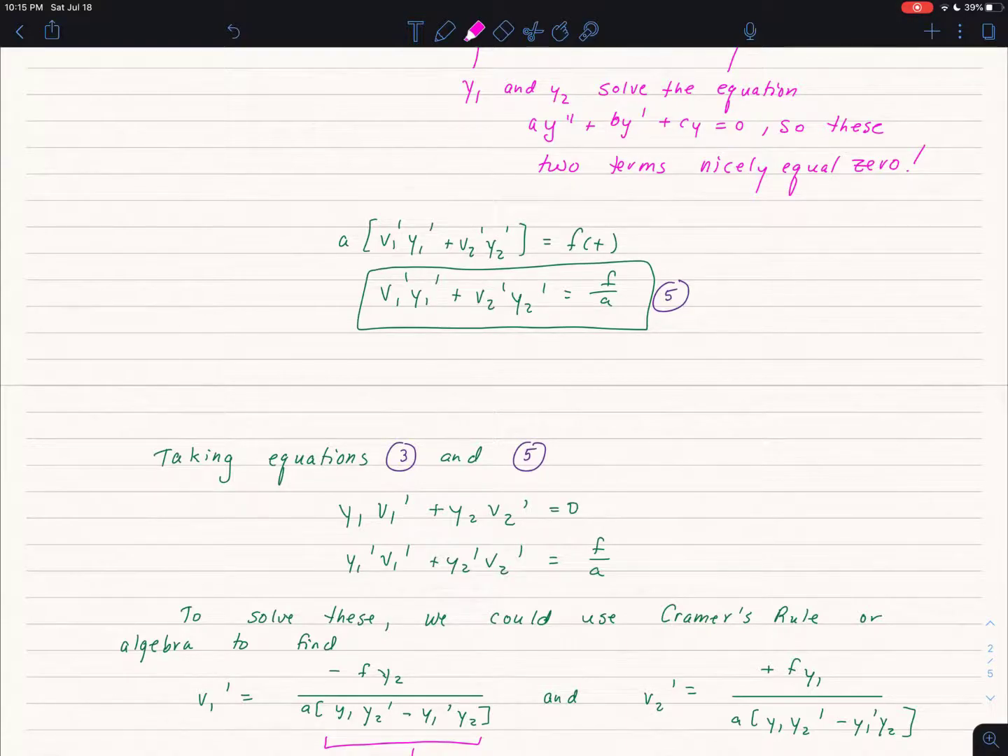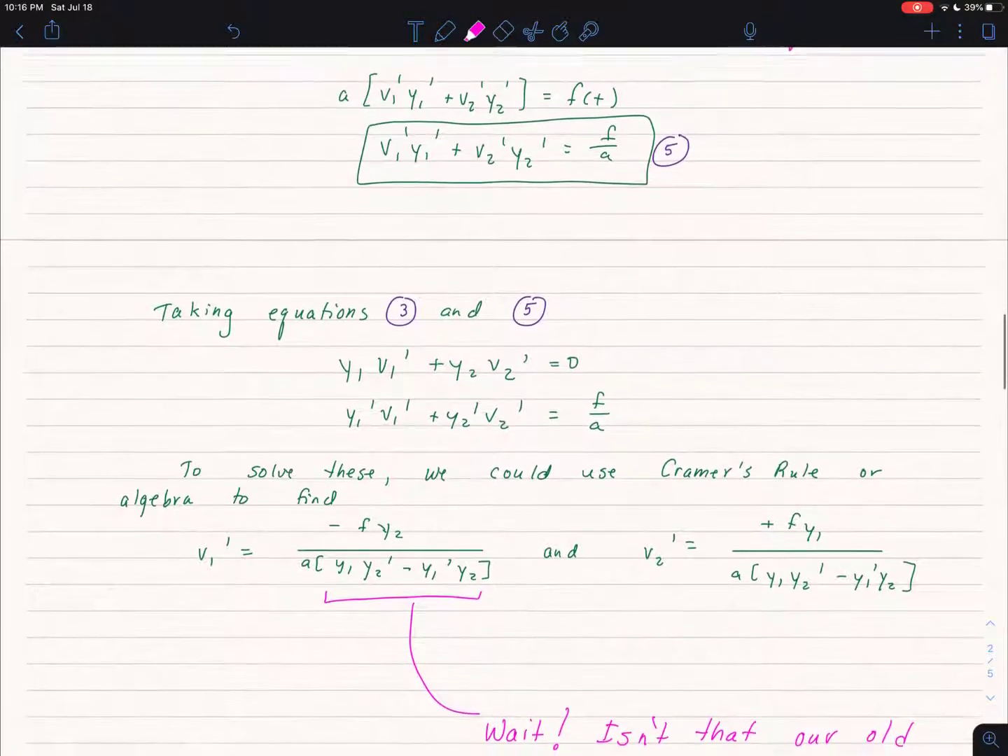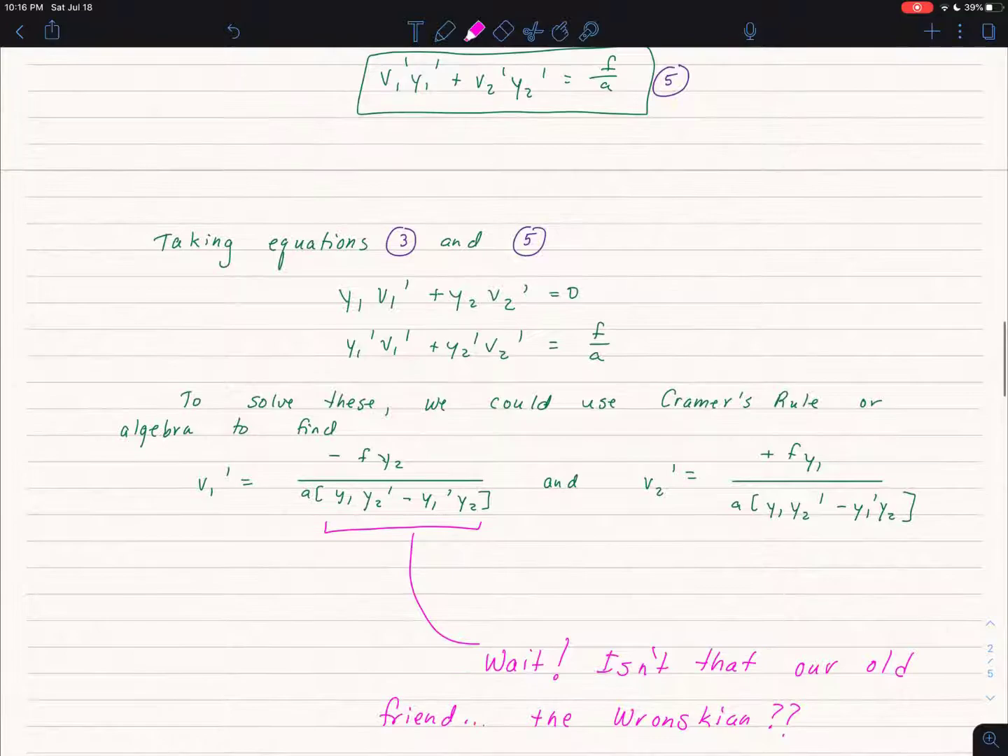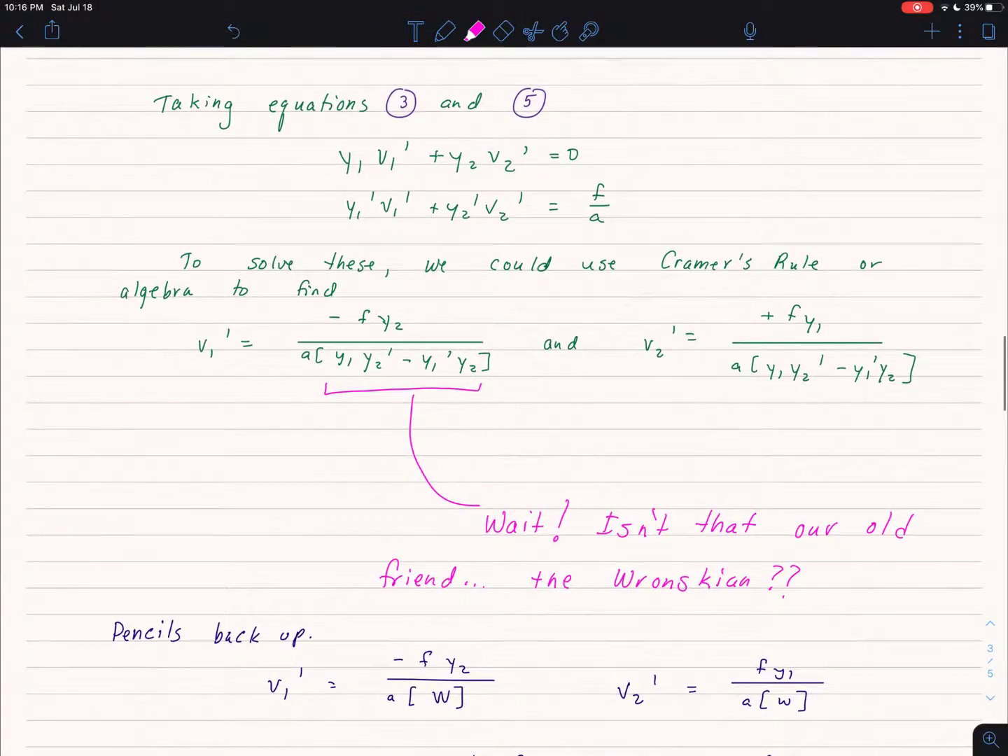And v2 prime is similar, but it's positive instead of negative, and the numerator is f times y1 instead of f times y2. But if I look at the denominator, that looks like our old friend, the Wronskian. Yay! I know how to find a Wronskian, and that makes this equation look so much neater. So, we're going to pick our pencils back up.